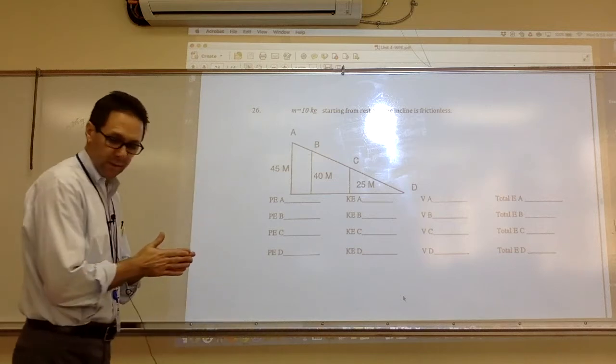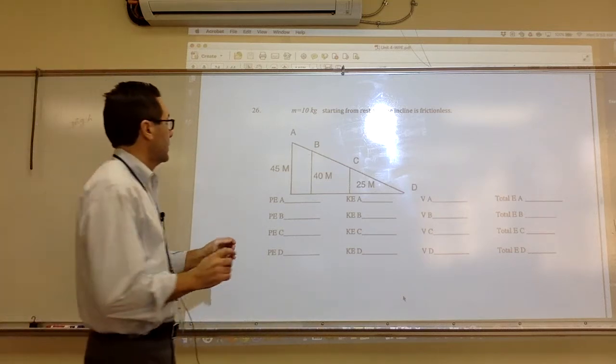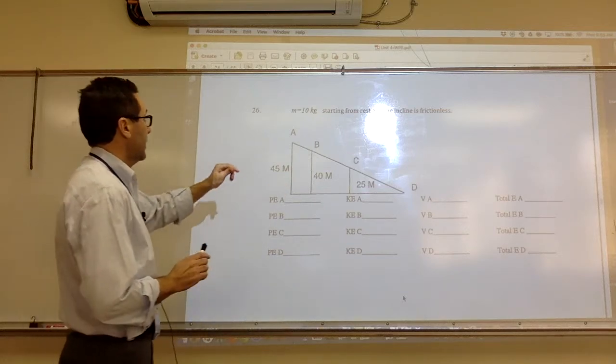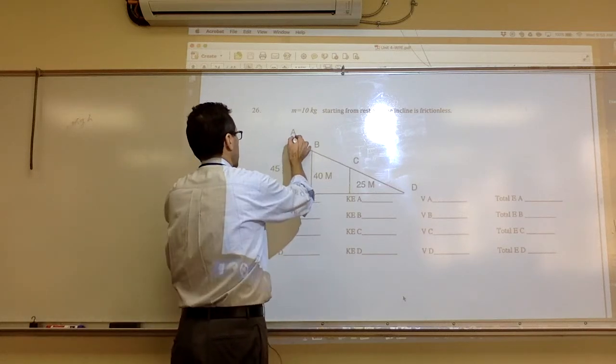We're on number 26. Okay. Problems like this are considered to be easy. So you have a mass that's 10 kilograms.